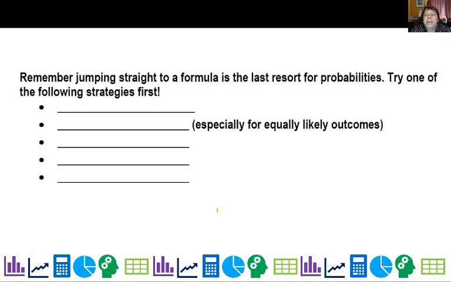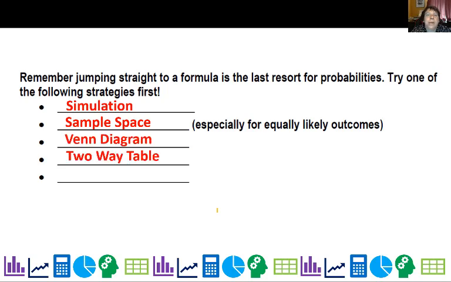So in conclusion, there's some strategies I want to go over again. Make sure you try one of these first before jumping straight to a formula. Even when I was using that conditional probability formula, I still had a sample tree or a tree diagram. So first of all, you can always do simulation, all right? Kind of like we did for the 1 in 6 game. You can do a sample space, especially for equally likely outcomes. Venn diagrams work nicely. Two-way tables are a great tool. And then tree diagrams. So there are multiple ways to look at your probability problems.